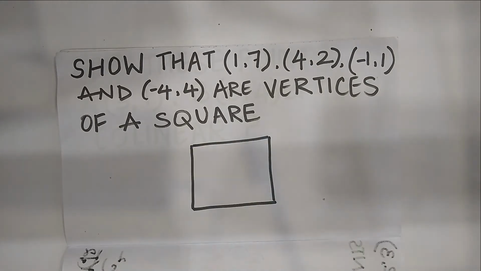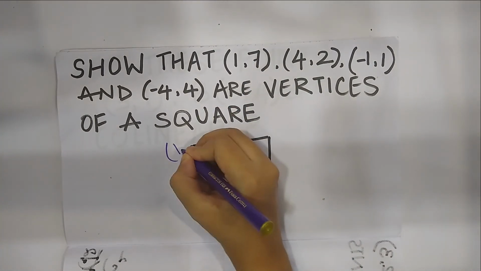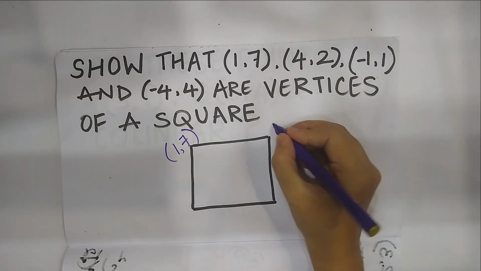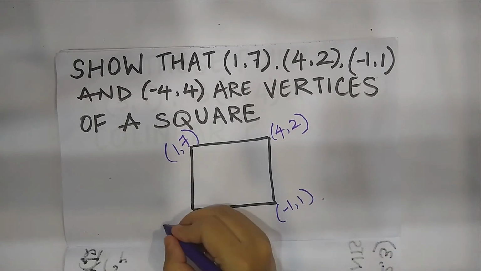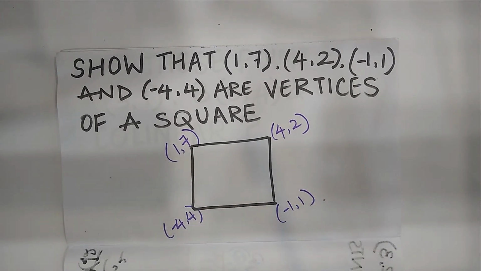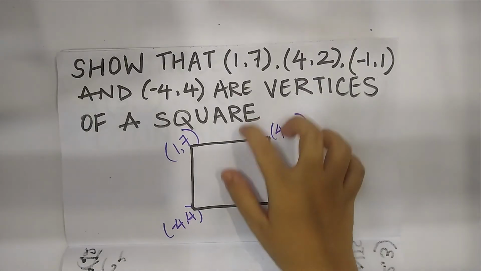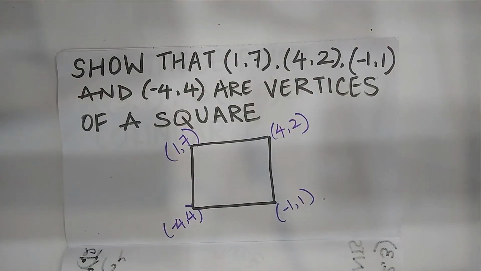Let us give this vertex as 1, 7, this as 4, 2, this as minus 1, 1, and this as minus 4, 4. Now that we have placed all of these, what do we have to do? The next step always will be finding out the distance, right? That is what our main motive is, to find out the distance and then prove that all of these distances are equal, right? So that is our first property, that the sides of a square are equal.